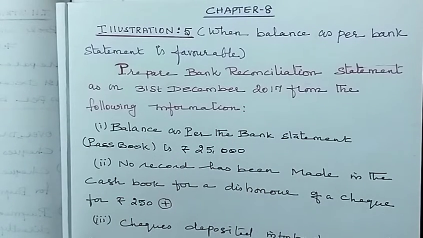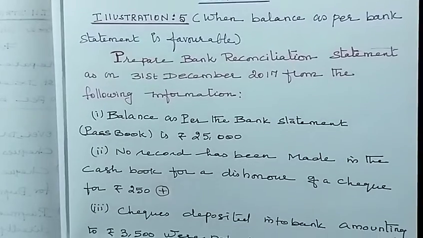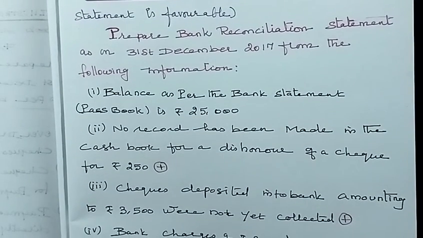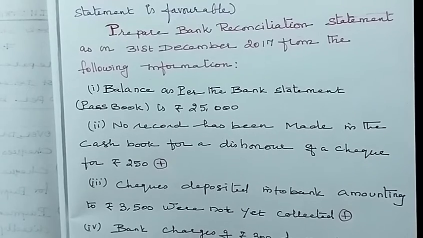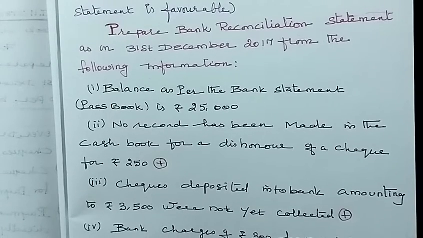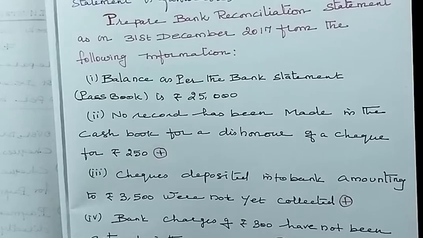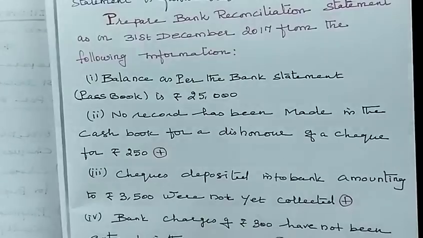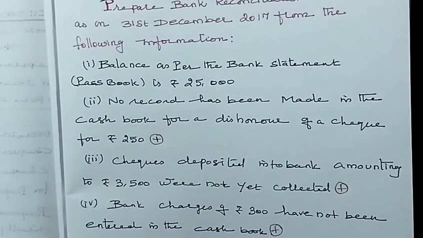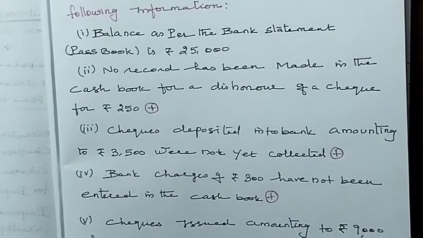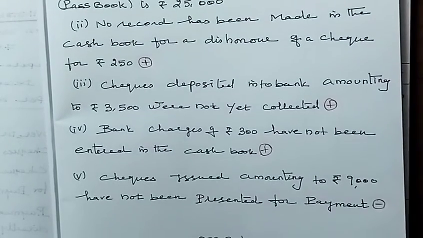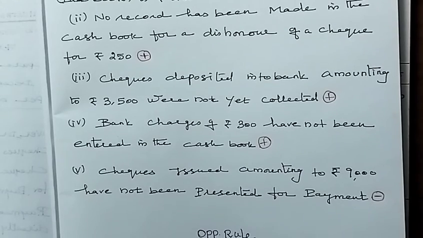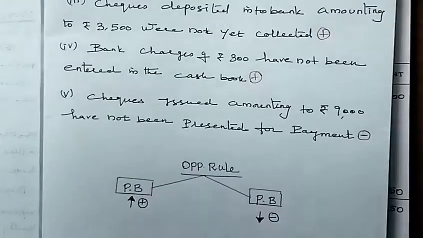The balance as per the bank statement passbook is rupees 25,000. No record has been made in the cash book for a dishonor of a check for rupees 250. Checks deposited into bank amounting to rupees 3,500 were not yet collected. Bank charges of rupees 300 have not been entered in the cash book. Checks issued amounting to rupees 9,000 have not been presented for payment.